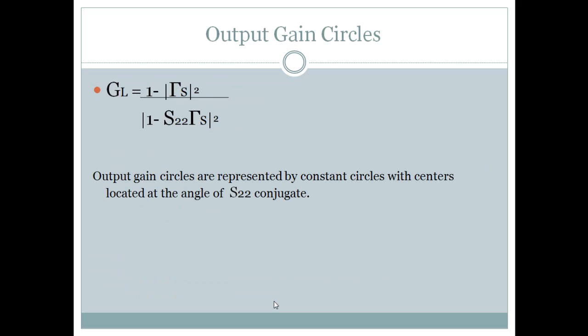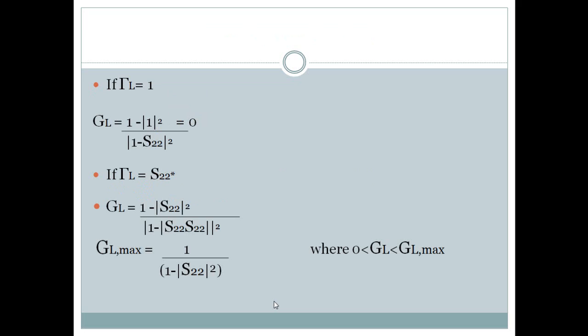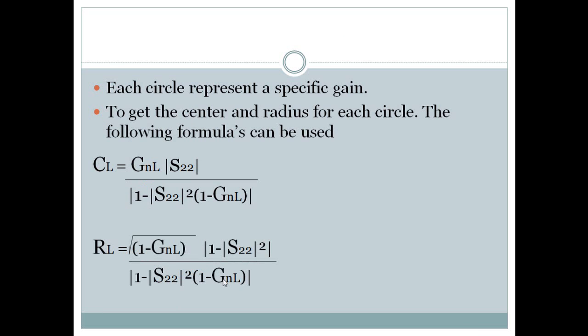Output gain circles are represented by constant circles with centers located at the angle of S22 conjugate. If gamma L equals 1, then the gain at the load will equal 0. If gamma L equals S22 conjugate, then gain at the load will be obtained from this equation. The maximum gain at the load will be equal to 1 over 1 minus S22 squared. Each gain will be represented by a circle and the center and radius can be obtained from these equations.